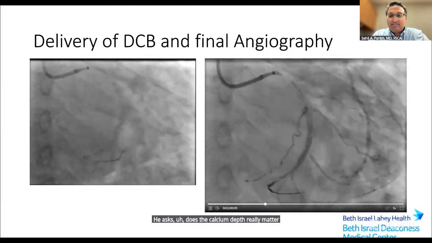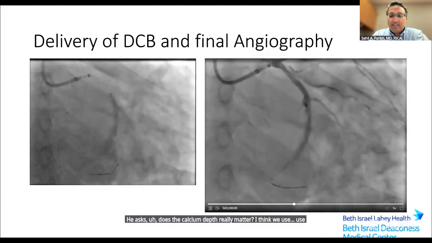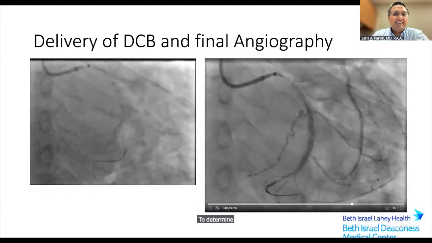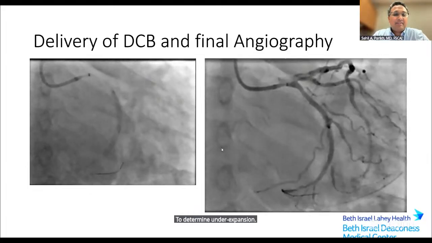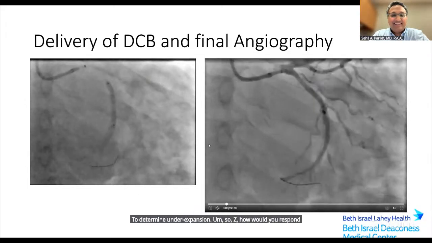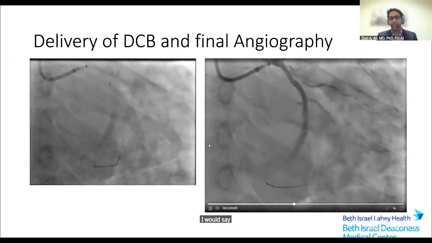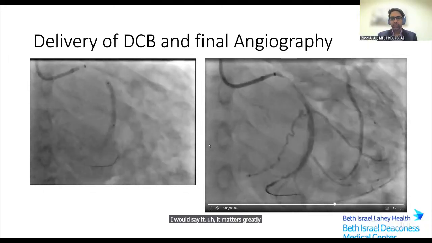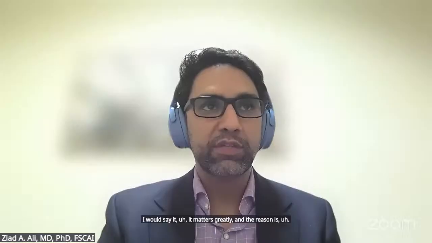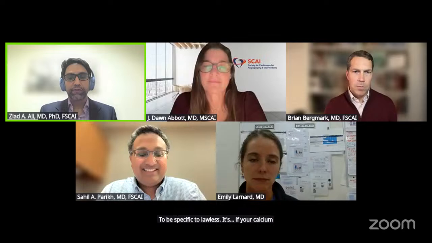I think we use imaging, I presume, to determine under expansion. So let's see, how would you respond to that? I would say it matters greatly, and the reason, to be specific to Lowell, is if your calcium is superficial, if you have neoatherosclerosis that's calcium-based or neocalcinosis, then your calcium is closest to the lumen. It's very, very easy to break.